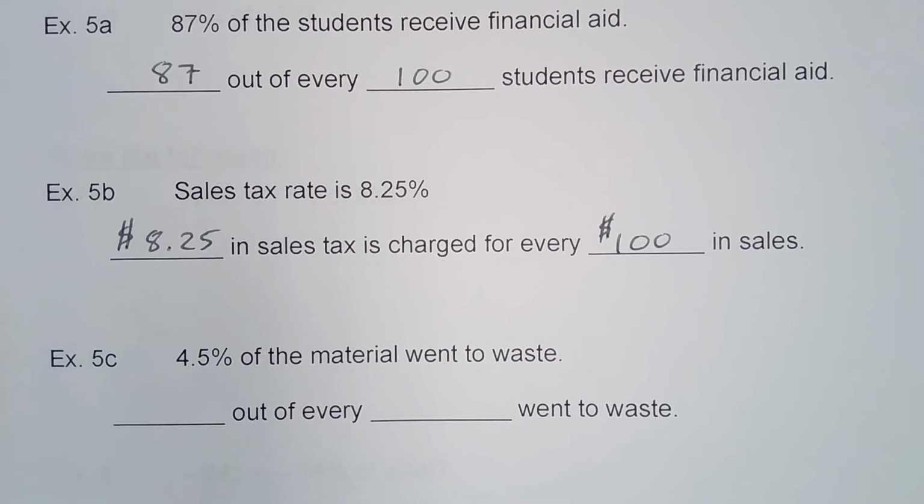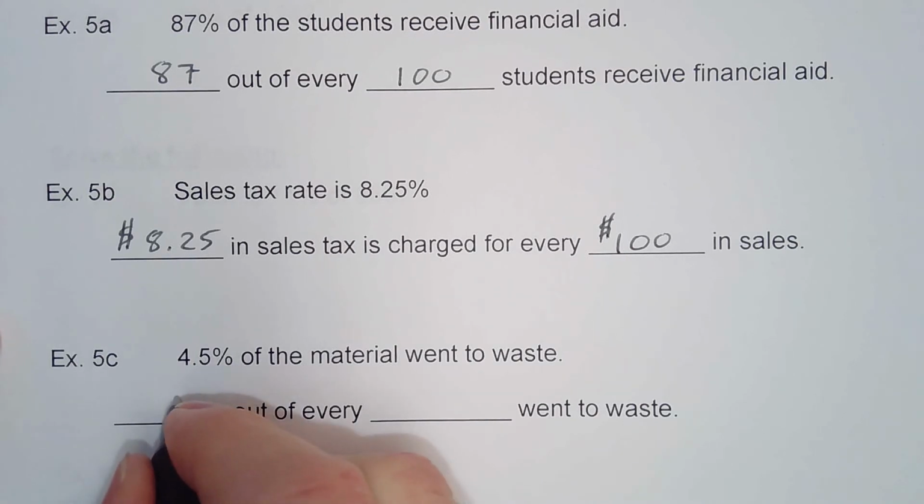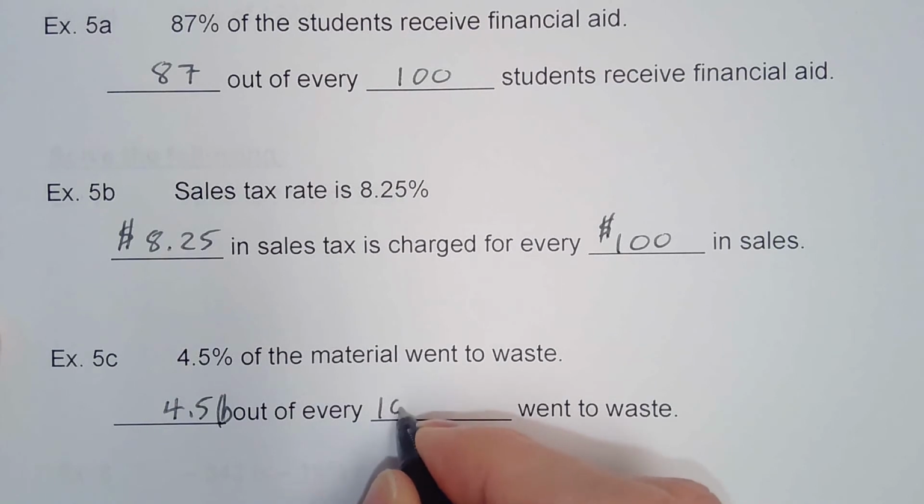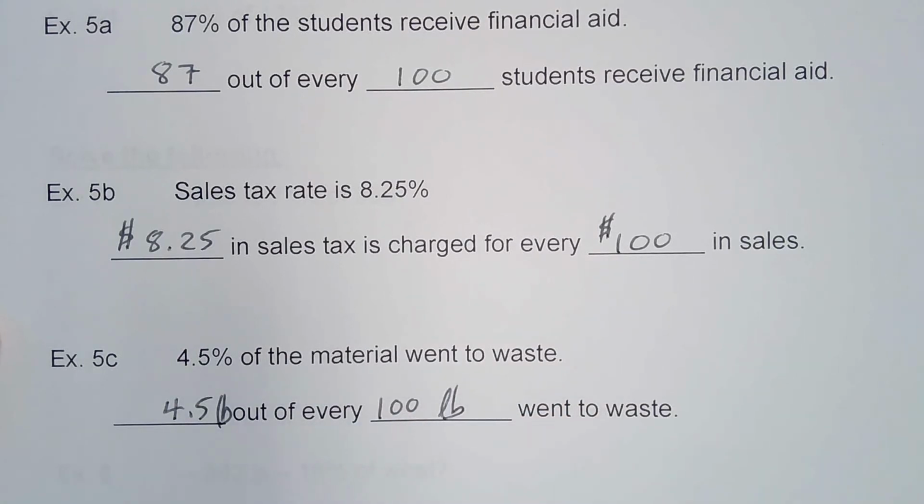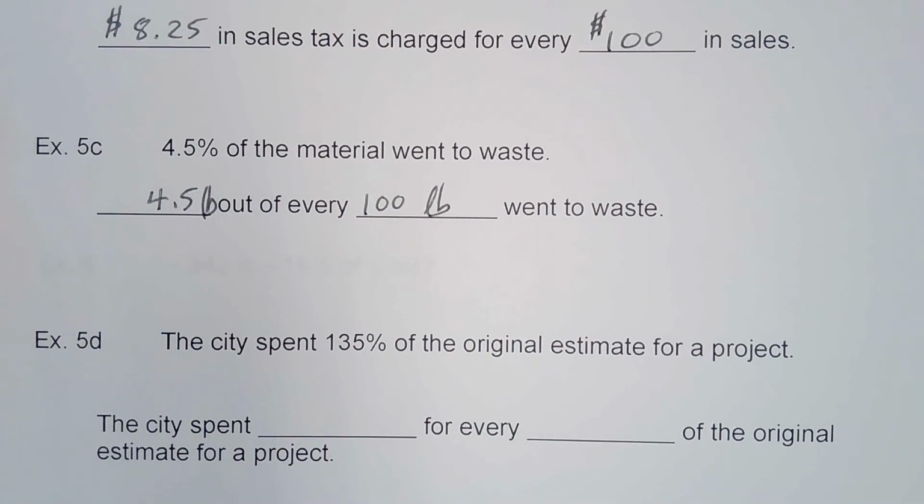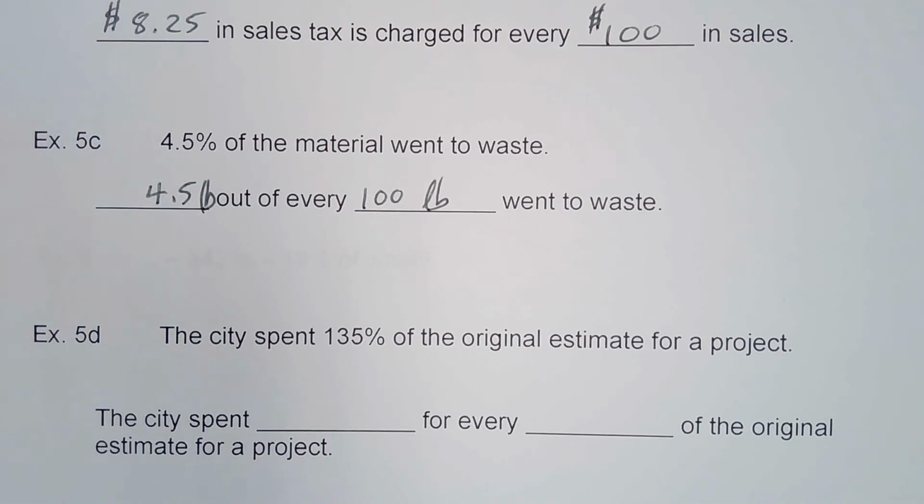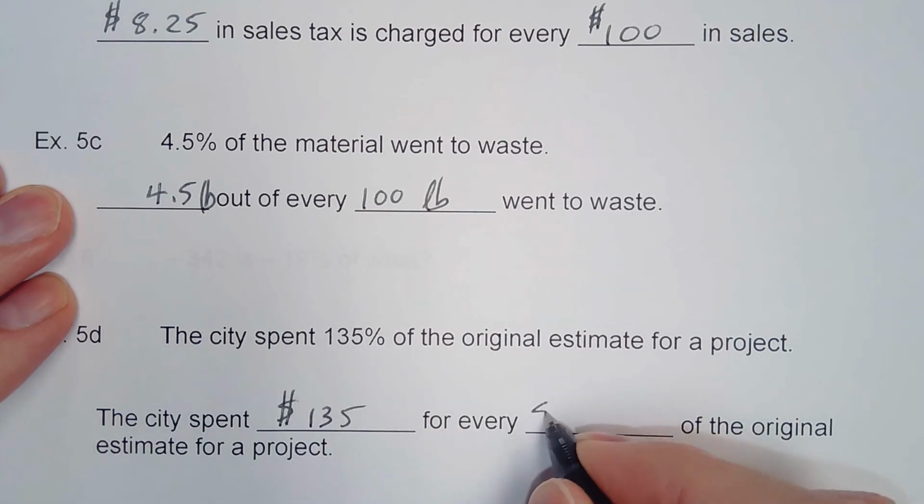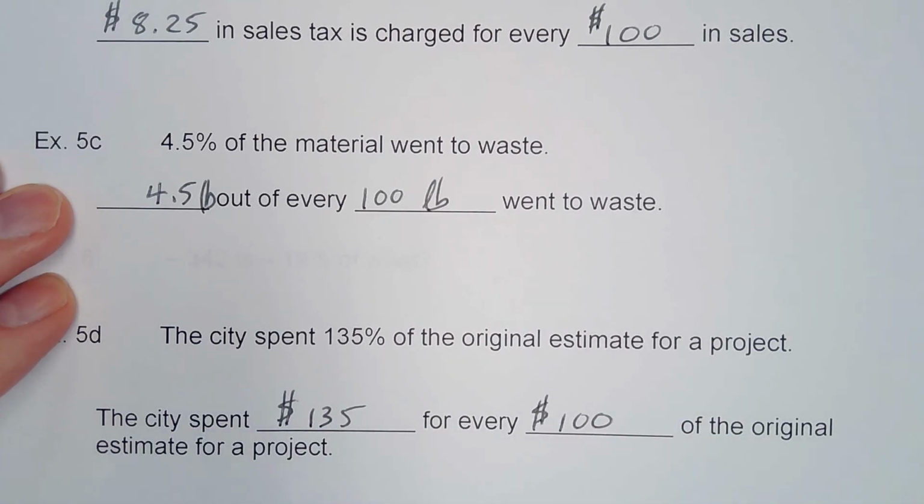4.5% of the material went to waste. This would be 4.5 pounds for every 100 pounds went to waste. The city spent 135% of the original estimate for a project. So you interpret that as the city spent $135 for every $100 of the original estimate for the project.